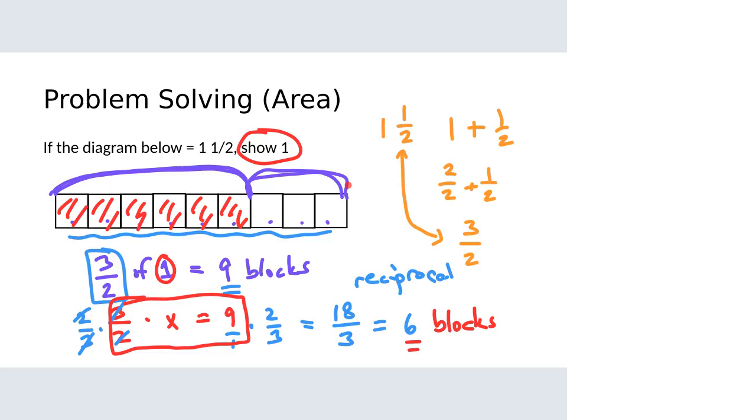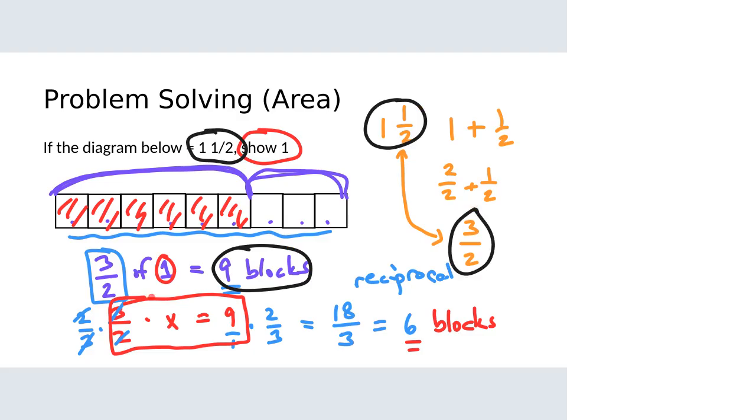Your problem-solving process here, you can do it totally visually, like the first thing that I set up. Second thing you can do is say, all right, well, there's 9 blocks total. You're telling me that that's 1.5. Well, 1.5 is the same as 3/2. So 3/2 times x has to equal 9. This x will be the number of blocks that 1 is. When I solve that, I could do it by multiplying by 2/3.